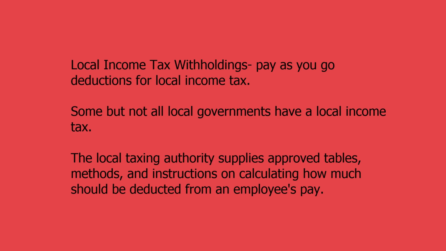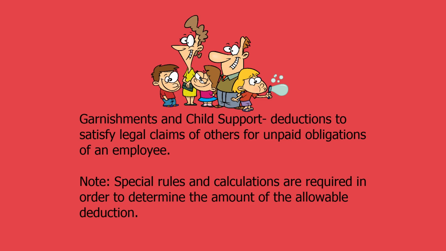Local income tax withholdings: pay-as-you-go deductions for local income tax. Some but not all local governments have a local income tax. The local taxing authority supplies approved tables, methods, and instructions on calculating how much should be deducted from an employee's pay. Garnishments and child support: deductions to satisfy legal claims of others for unpaid obligations of an employee. Note: special rules and calculations are required in order to determine the amount of the allowable deduction.